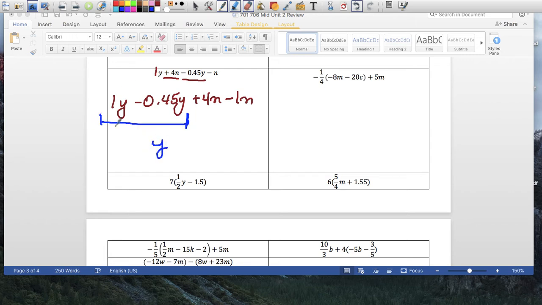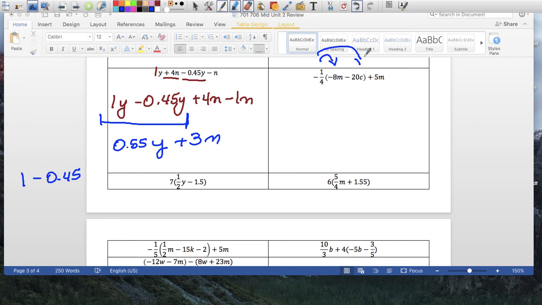I know it's going to be something y, and if you look at the coefficients, it's 1 minus 0.45. So if you had $1 and you spent 45 cents, how much would you have left? That's going to be 0.55. So 0.55y, and then I have to do 4 minus 1 over here, which is positive first of all, and 4 minus 1 is 3n. Okay. Here we're applying the distributive property.